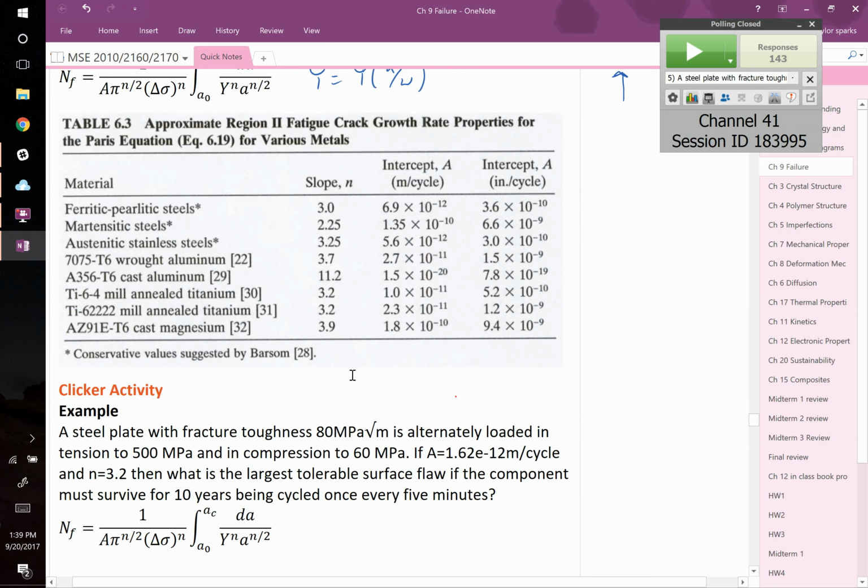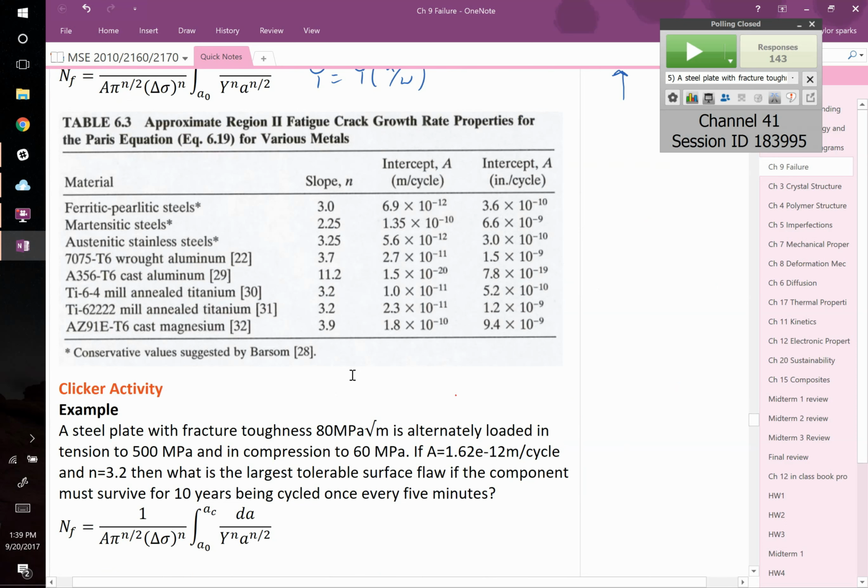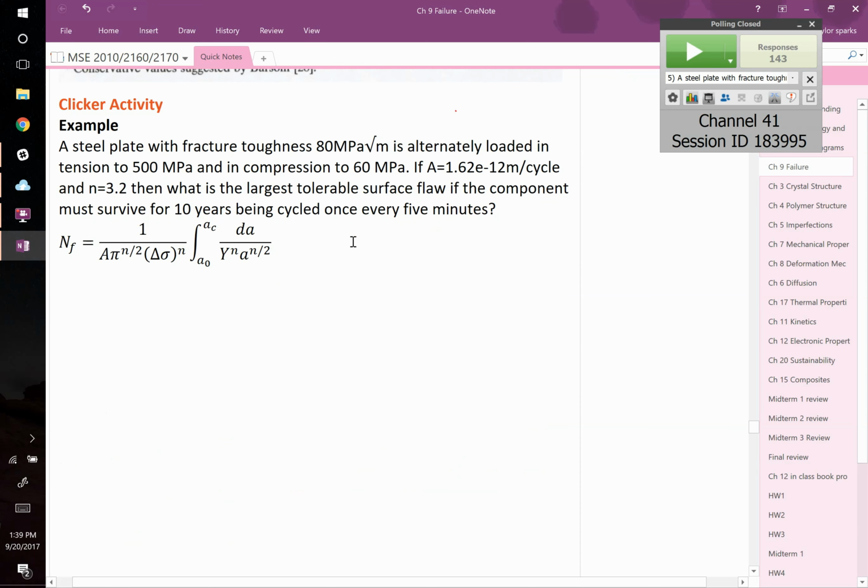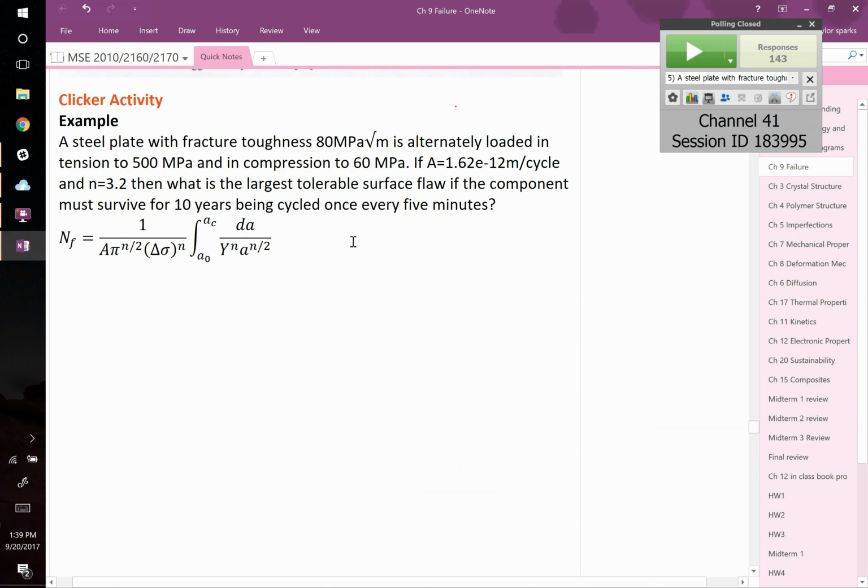Let's do an example. Here's a table of common crack growth constants for a bunch of materials, right? So different materials, different metals. These basically tell you how your crack is going to grow, in both metric and imperial. We're going to use metric. We're not barbarians. Okay, the question is this. We've only got 6 minutes. We'll see how far we can get.